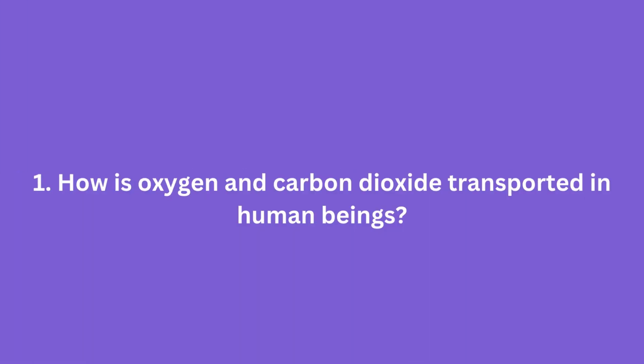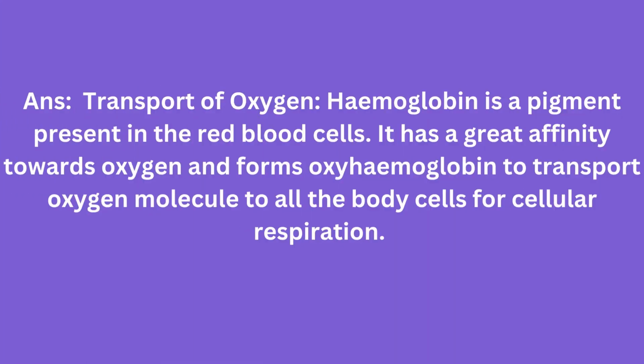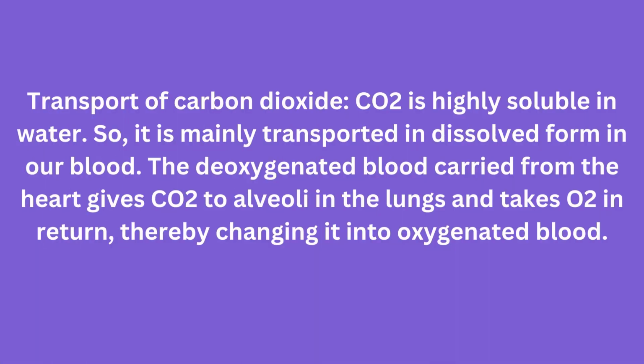Topic: Transportation. 1. How are oxygen and carbon dioxide transported in human beings? Answer: Transport of oxygen. Hemoglobin is a pigment present in the red blood cells. It has a great affinity towards oxygen and forms oxyhemoglobin to transport oxygen molecules to all the body cells for cellular respiration.